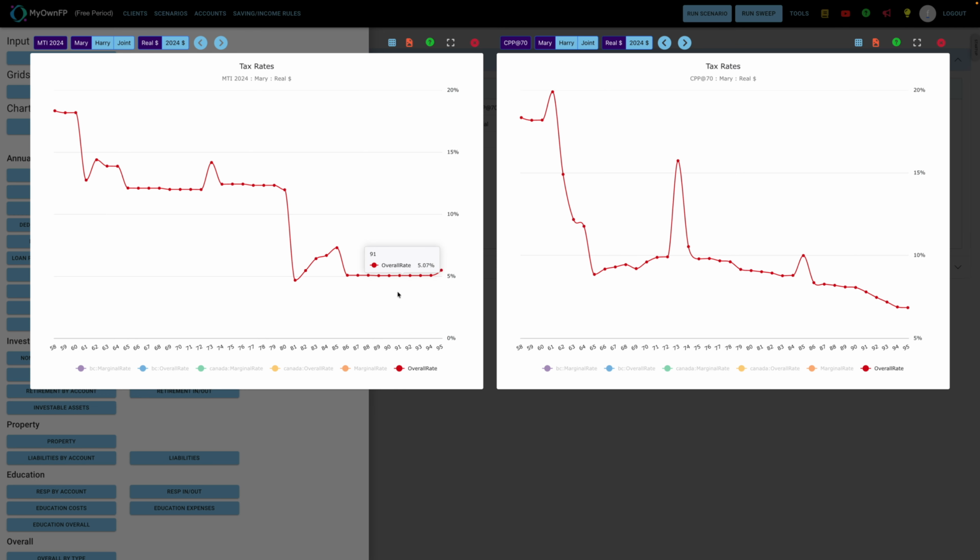Okay, so we're still paying 5% tax. That's basically just going to be your CPP and OAS combined, probably, I would expect. But we're paying more tax here because we're taking more out of our RSP because we didn't take as much out of our cash or non-registered account. So that's a question.